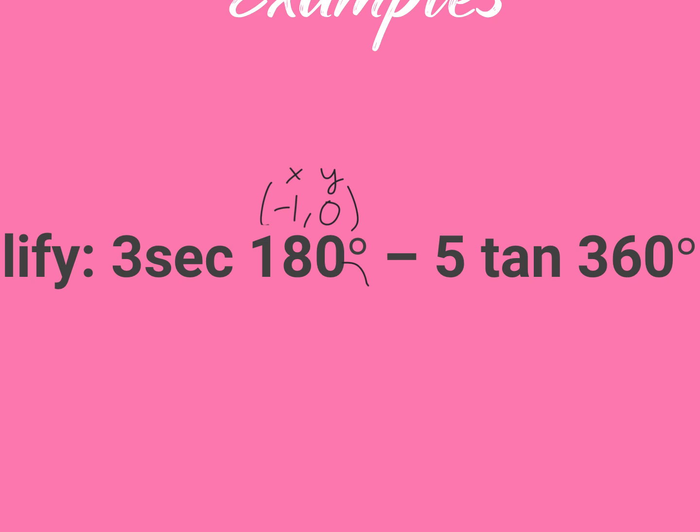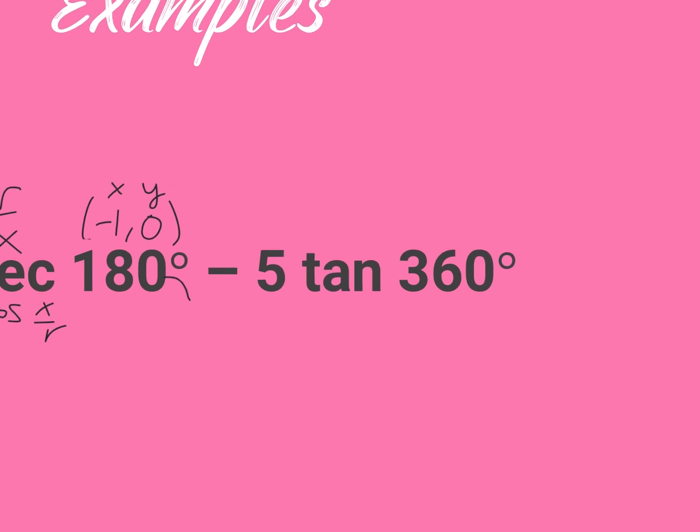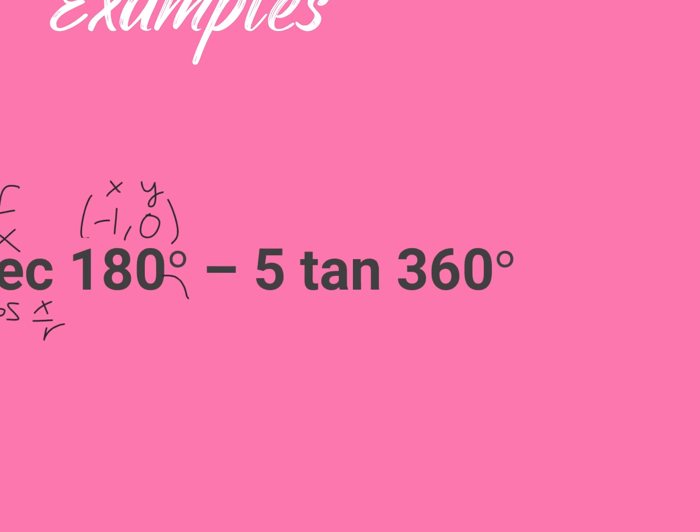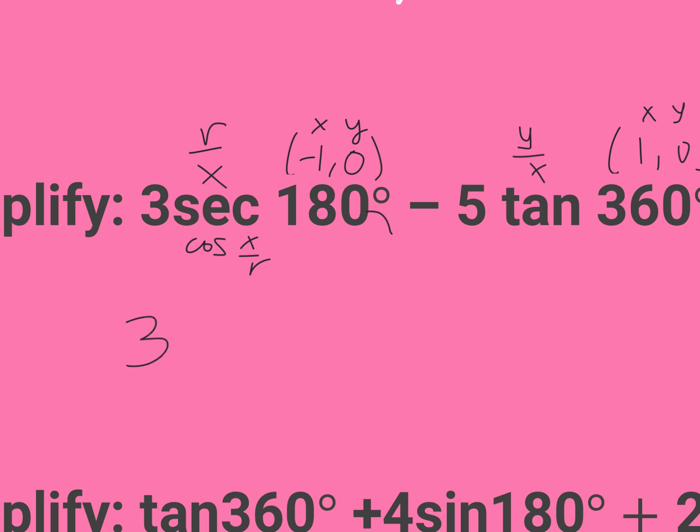What else did they tell me? Secant. Secant goes with which trig function? Cosine, okay? So cosine is what over what? X over R. So what are they asking me to find? R over X, okay. Now let's scoot over here. Just kind of write down some information. What is the ordered pair at 0, 360? 1, comma 0. Okay, this is my X, this is my Y. And what's the trig ratio for tangent? Y over X, okay? So all this is saying is you're going to take the whole number 3 and you're going to times it by the secant of 180.